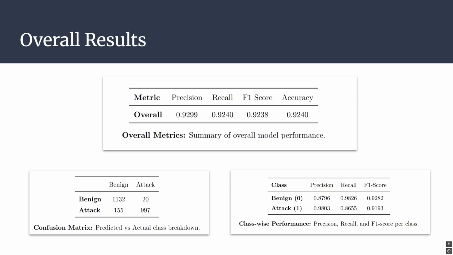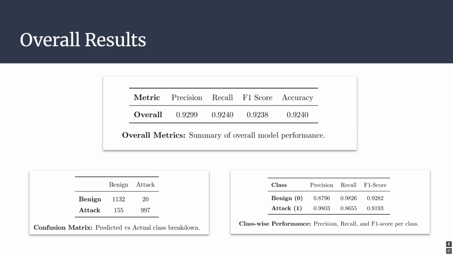Now on to the results section. Let's walk through the overall performance of our detection model. We see strong performance across all metrics, including precision and recall. We see an F1 score of 0.9238, resulting in an overall accuracy of 0.9294, and this shows the model effectively balances false positives and false negatives.